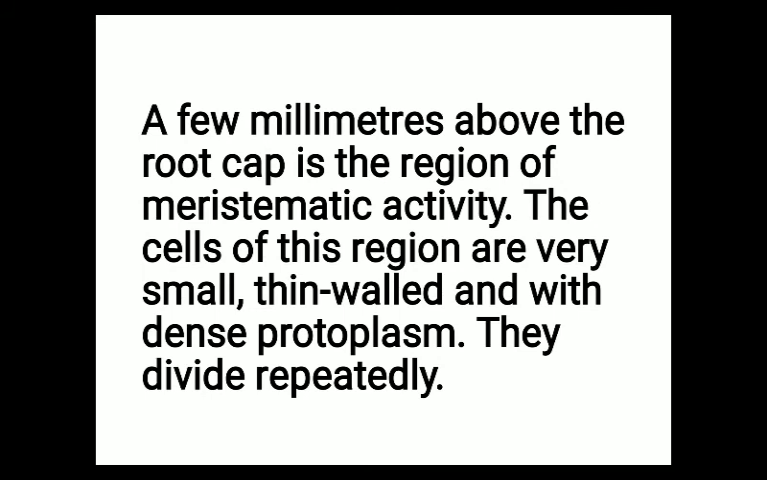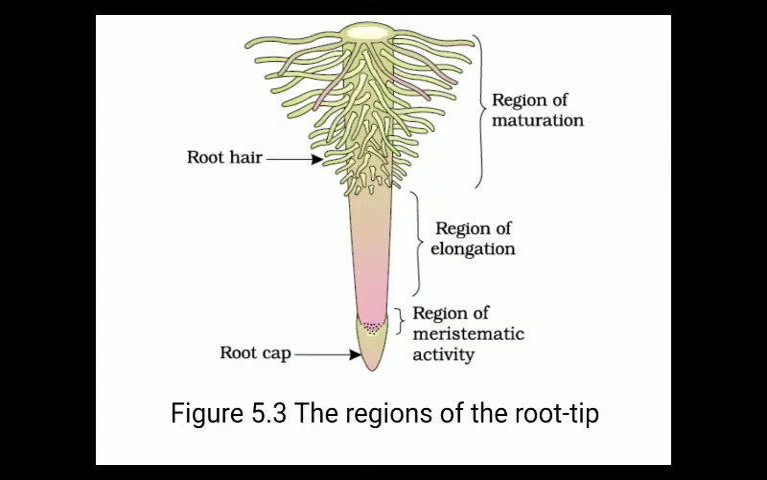A few millimeters above the root cap is the region of meristematic activity. The cells of this region are very small, thin-walled and with dense protoplasm, and they divide repeatedly. So a few millimeters above the root cap, this region is known as the region of meristematic activity. In this diagram it is given, just a few millimeters above the root cap, this particular region is the region of meristematic activity.